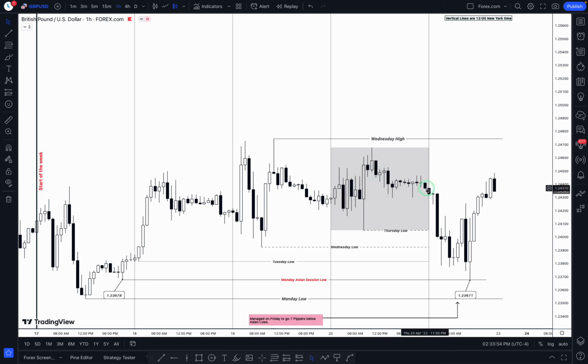Price then swiftly dropped from the Friday open price and started targeting the Thursday, the Wednesday, the Tuesday, and the Monday Asian session low. And Monday low has provided support for price, and most likely you will find a fair value gap, an order block within this Monday low.